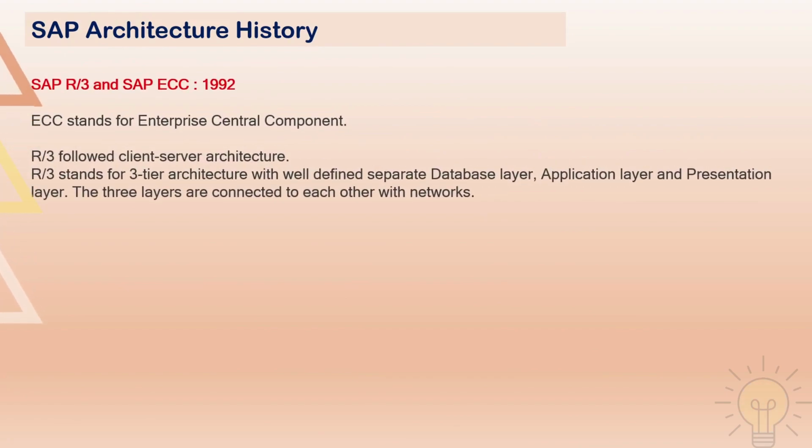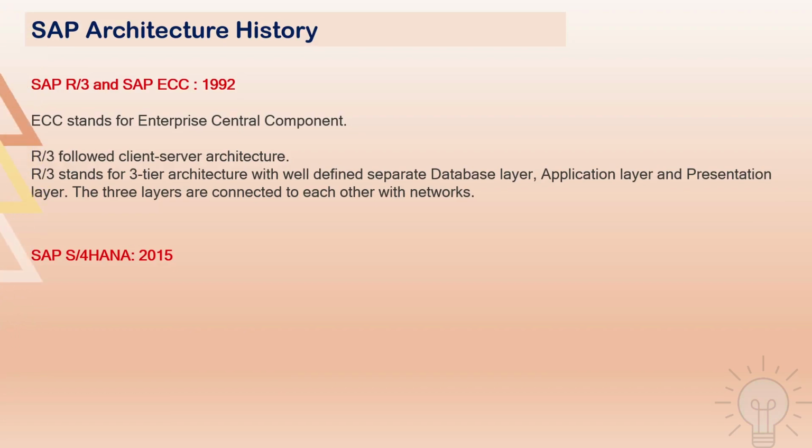R3 was introduced in 1992 along with the ECC. ECC stands for Enterprise Central Component. R3 followed the client server architecture. So in R3 I have a dedicated platform, or dedicated space, for the presentation, for the application and for the database. These layers are connected to each other with their own networks. There is an internal connection between application and database, and the application is connected with the presentation layer system.